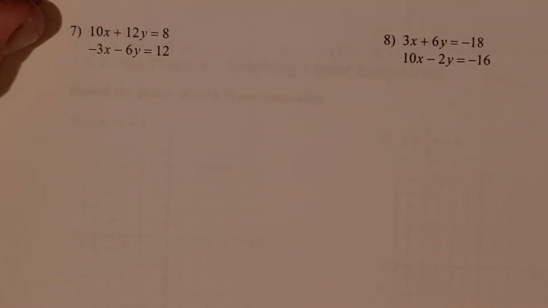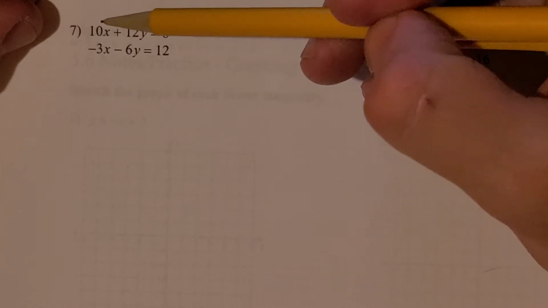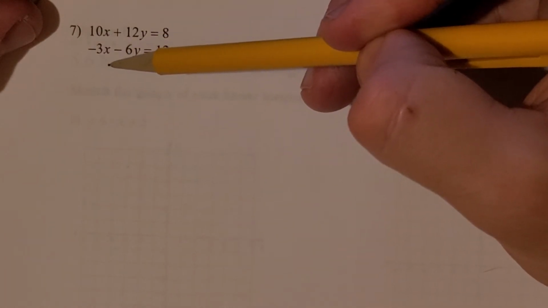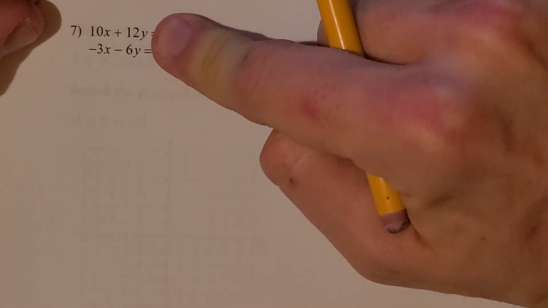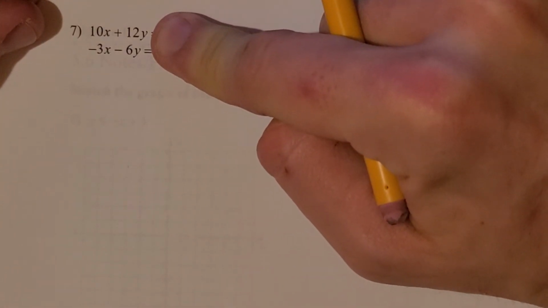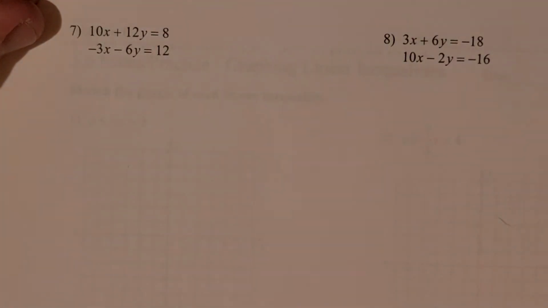Okay. Now in this one, do I have opposites? 10x and negative 3x, not opposites. 12y and negative 6y, not opposites. I don't care about these yet because they don't have variables. Shoot. How can I make opposites?